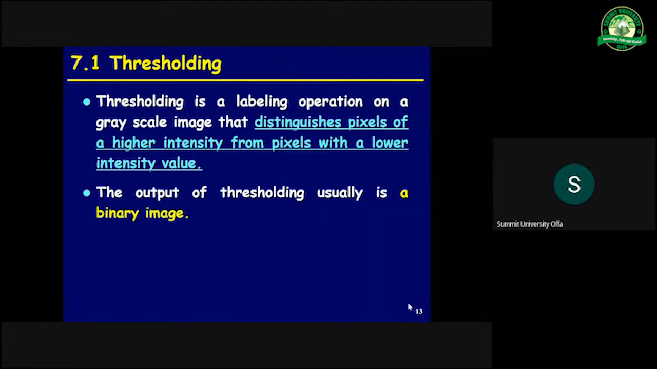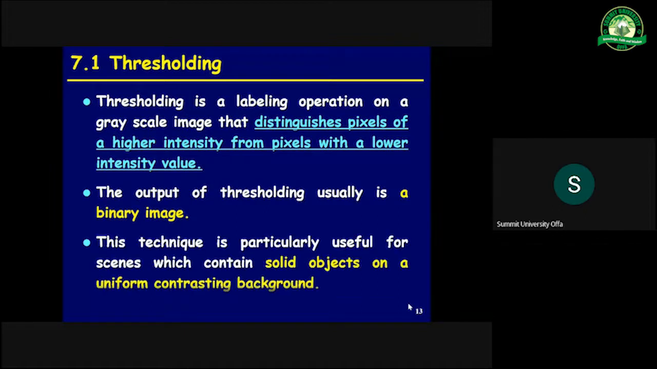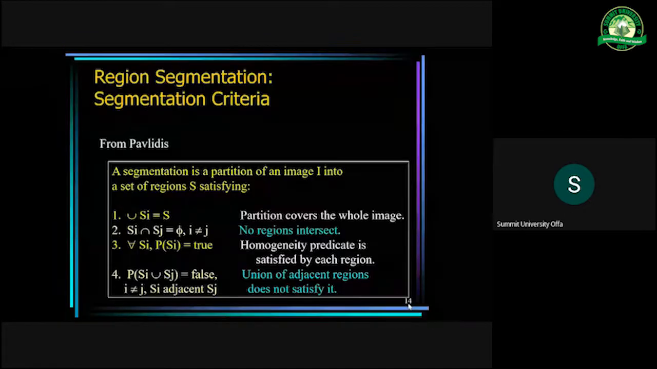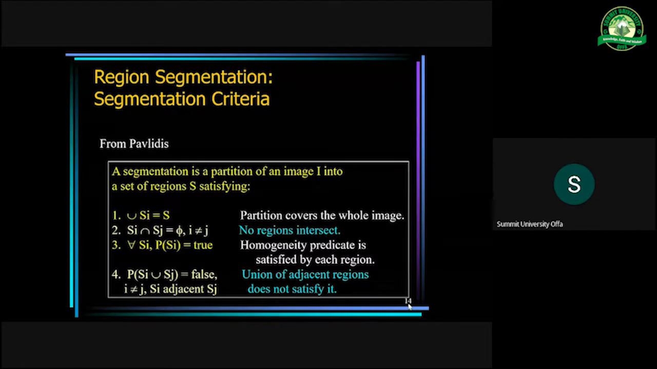And mostly the output of thresholding, except when you do multi-level thresholding, is always binary. So this technique is useful when you have an image that has a solid object on a uniform contrasting background. So these are some of the mathematics associated with segmentation. We have the union rule, and we have the intersection rule, and two other rules.